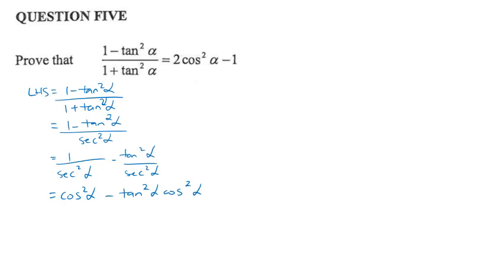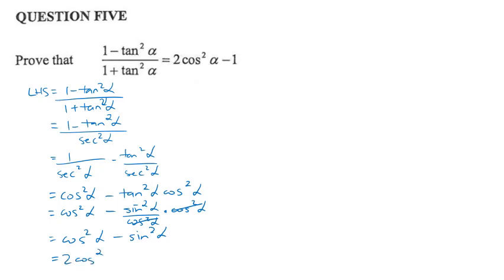Now tan squared alpha is sine over cos, so that's going to be cos squared alpha minus sine squared alpha over cosine squared alpha times cosine squared alpha. Now those ones will cancel, which will leave me with cos squared alpha minus sine squared alpha, which from the double angle formula is the same as 2 cos squared alpha minus 1, which is therefore my right hand side.